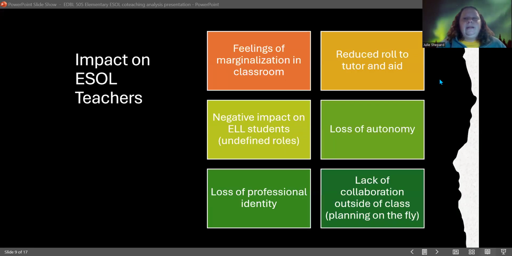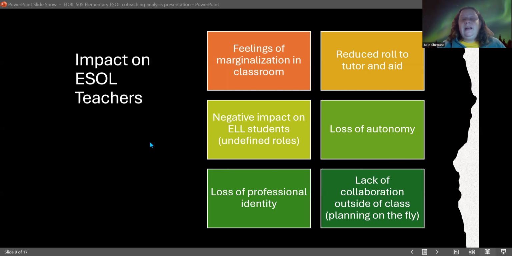So the impact on ESL teachers is large because of this. They feel marginalized, they're reduced, they're treated like an aide or a tutor in the class. Their students, the ELL students, don't know how to take this other teacher. There's a loss of professional identity. They're certificated teachers as well, but that's not how they're viewed when they're often in the co-teaching model.